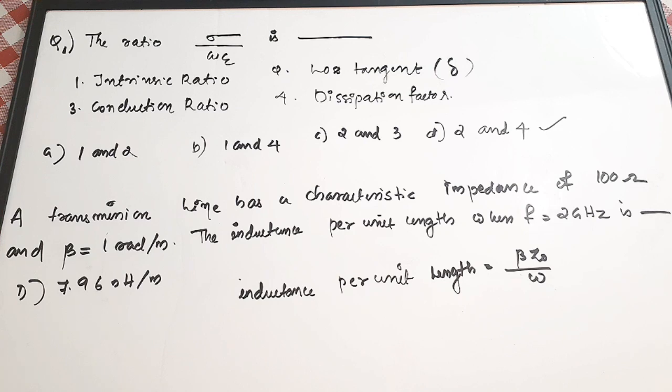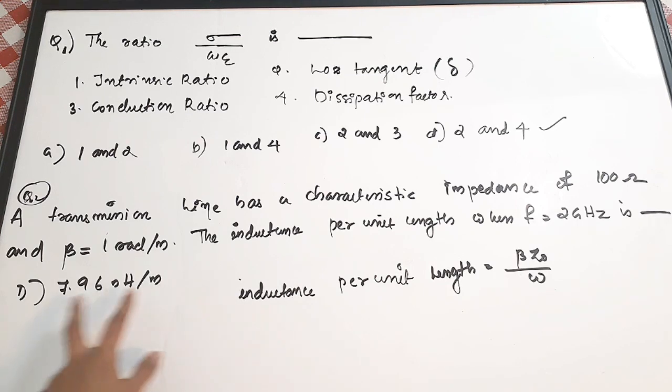The next question is from transmission lines. So I would request you to watch these theory videos or these formula revision videos also. These are actually quick revision videos of waveguides or electromagnetic theory, which I have included in the subject playlist. Okay, so next question. A transmission line has a characteristic impedance of 100 ohm and beta, which is the phase constant, is equal to 1 radian per meter. The inductance per unit length when f, which is the frequency of operation, is equal to 2 gigahertz is dash.